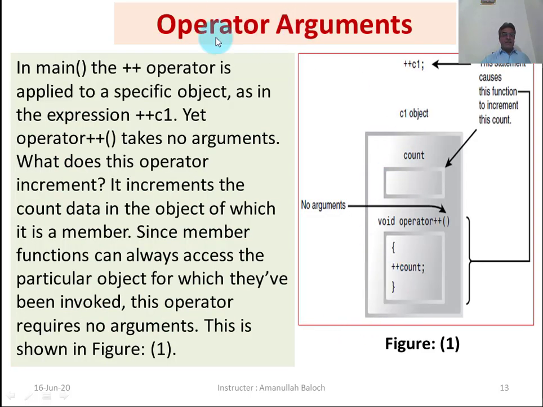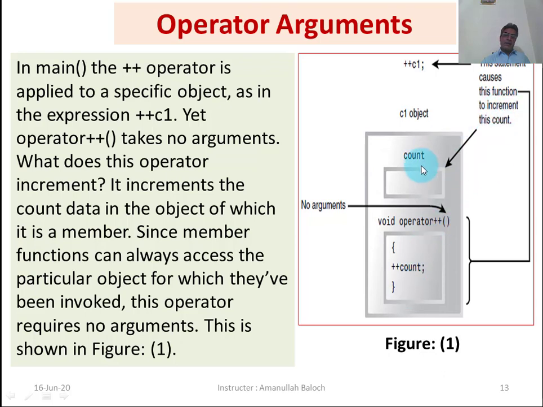Operator argument. Here in main, the plus plus operator is applied to a specific object as in the expression plus plus C1, yet operator plus plus takes no argument. What does this operator increment? It increments the count data in the object of which it is a member. You may see here plus plus C1. This statement causes this function to increment this count.